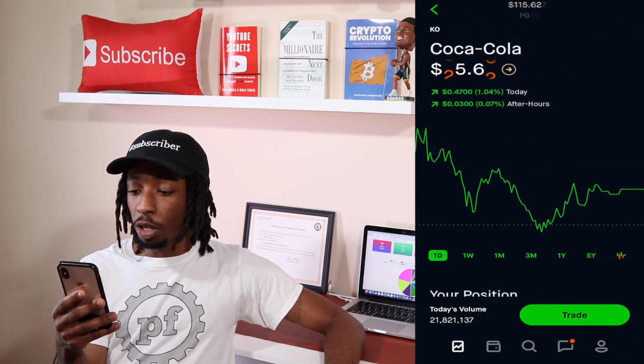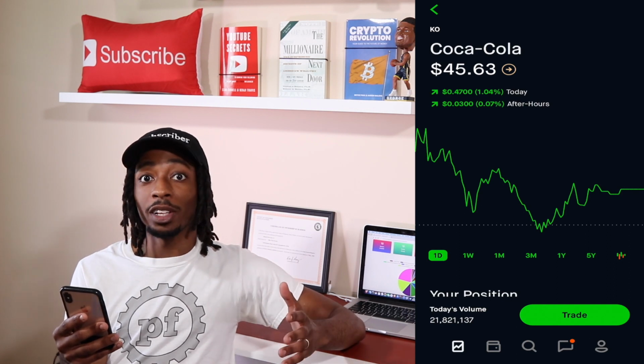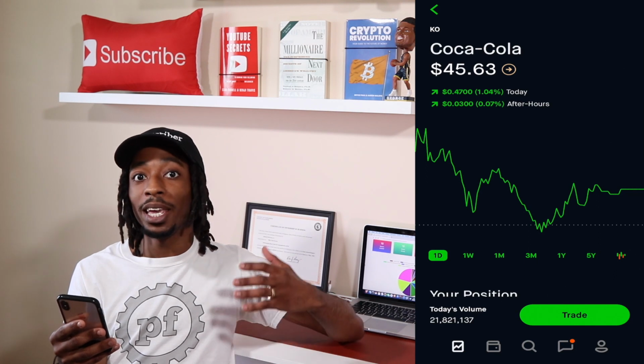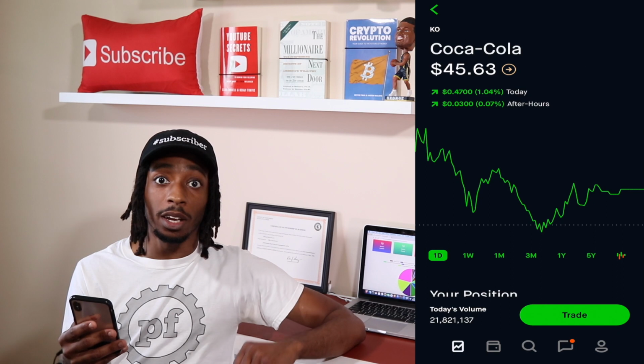The next position will be Coca Cola. Now I am extremely bullish on this position, and they actually had some recent news that came out towards the end of the week that made me even more bullish on this stock. And I'm going to tell you what it is after we look at this position.